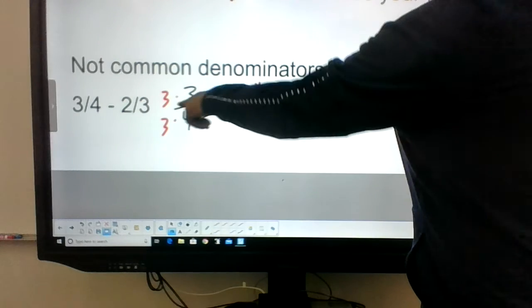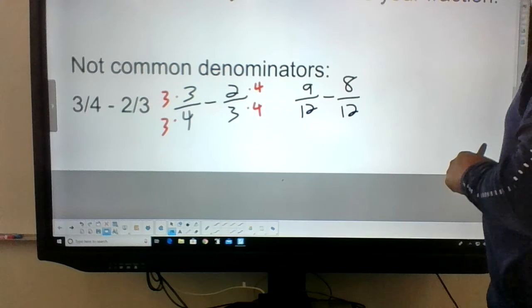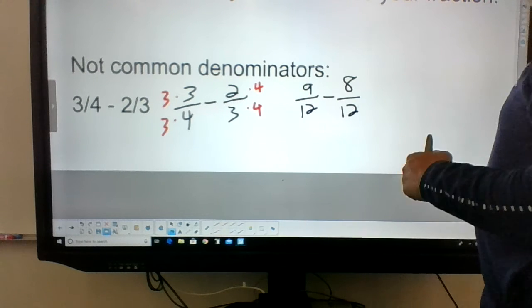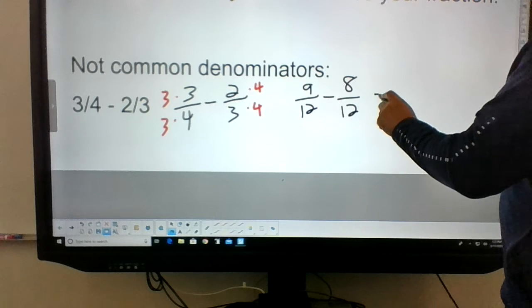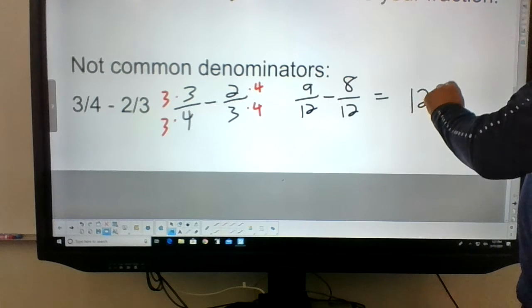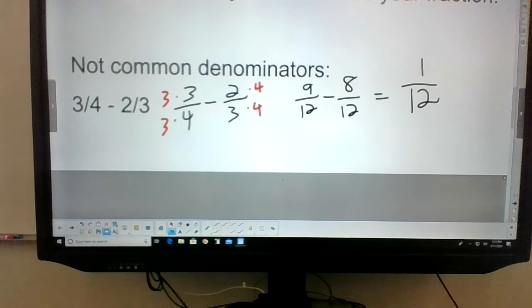Remember, the only thing we can do to a fraction is multiply by 1. That's why it's 3 over 3 and 4 over 4. Those are 1. We're really not changing the fraction. We're just changing how it looks. And if we go here, again, the 12 stays on the bottom. 9 minus 8 is 1, and we get 1/12. So 3/4 minus 2/3 is 1/12.